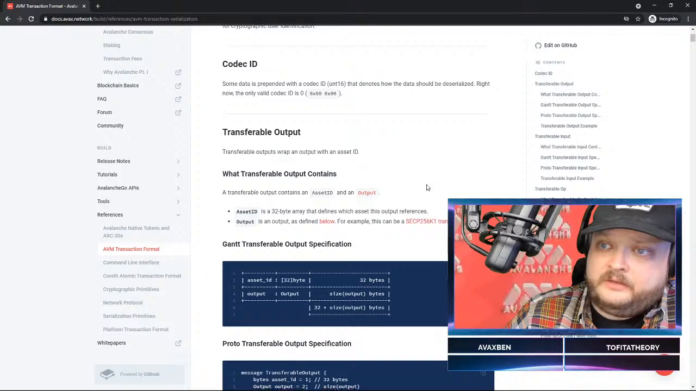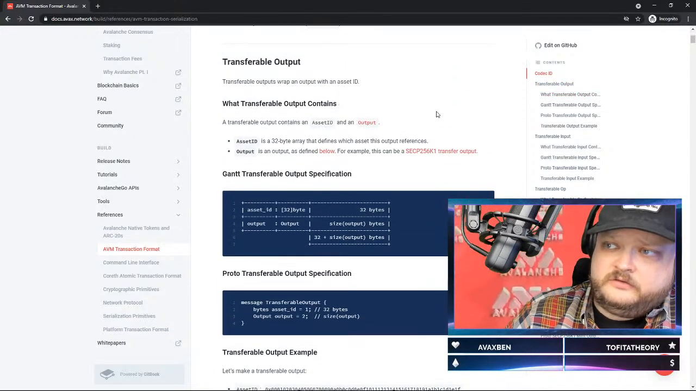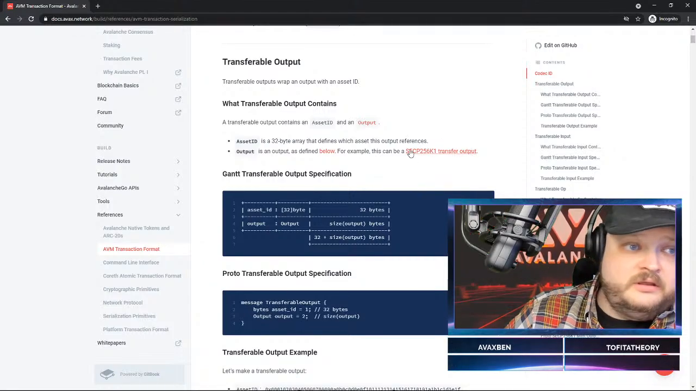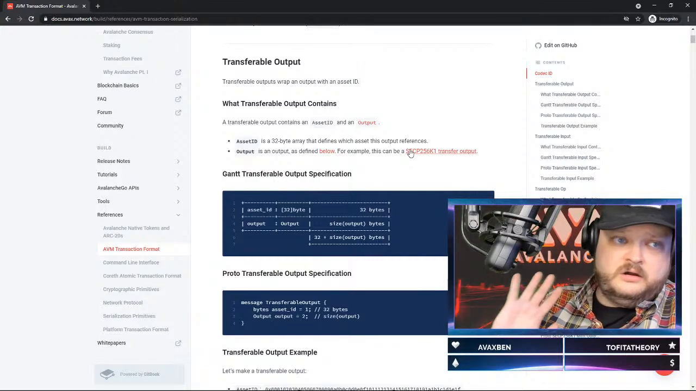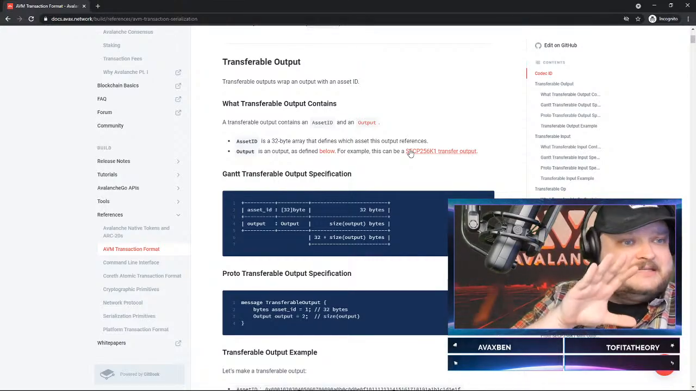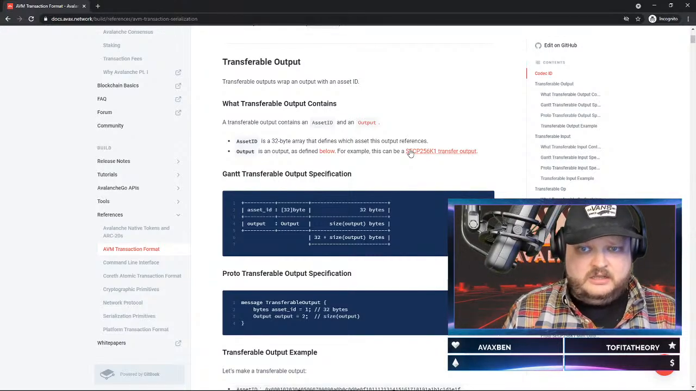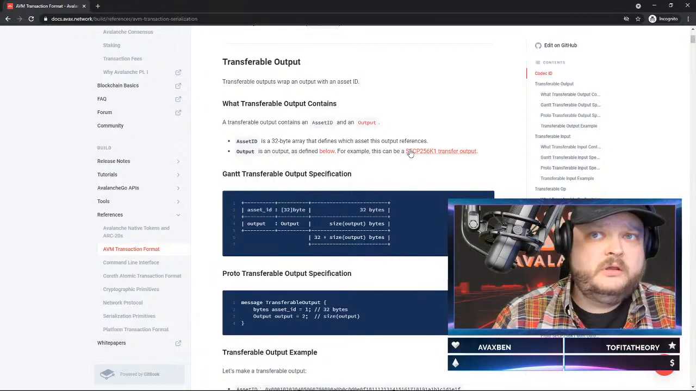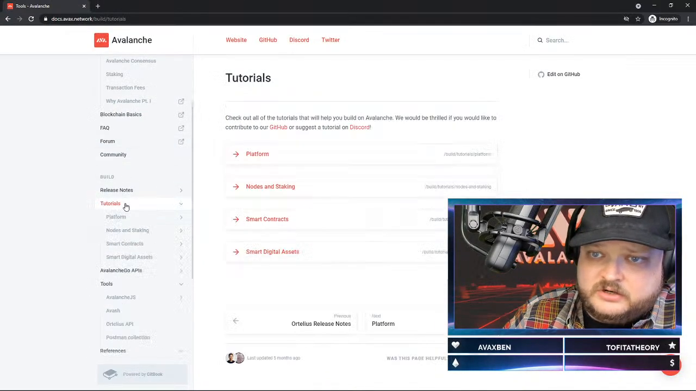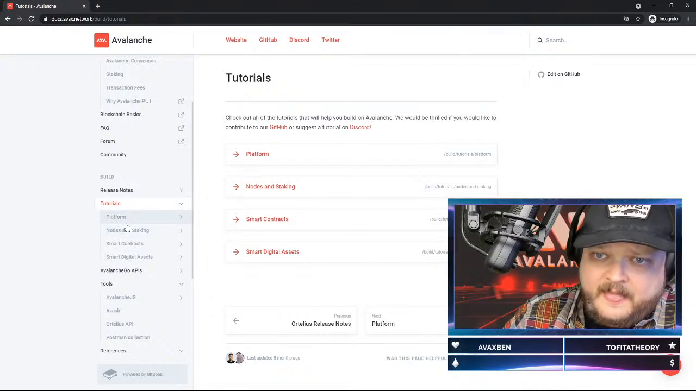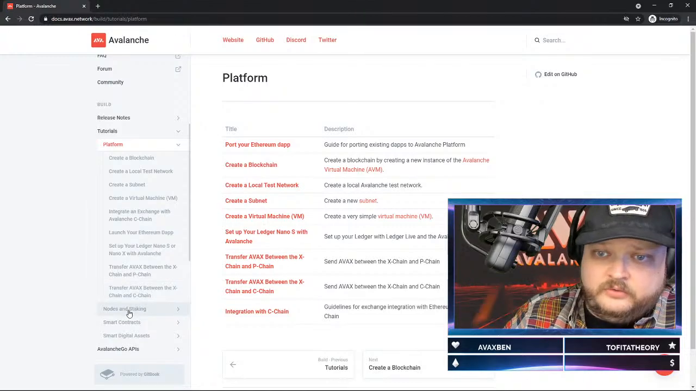Anyway, let's see. All right, so let's talk about what a transaction actually is. Transactions are things that mutate the state of the chain, and the state of the chain is the UTXO model. I don't think we have a really good explanation of UTXO somewhere, do we? I don't think we do.